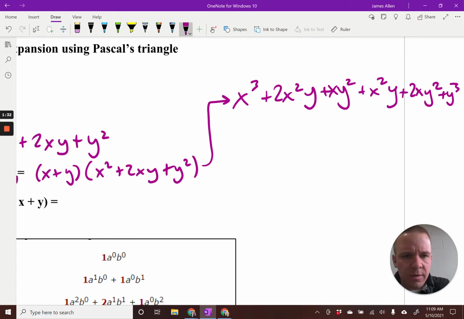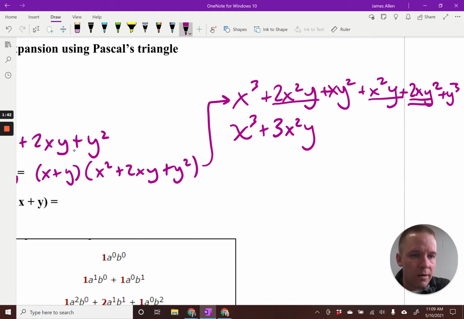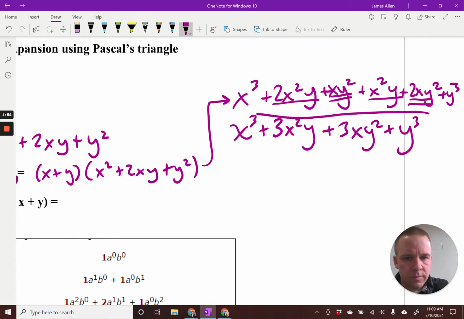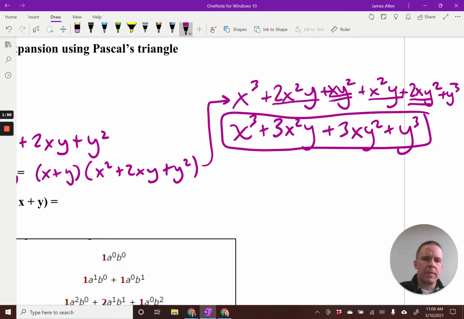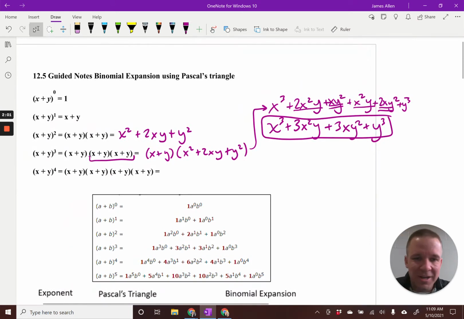So let's see if we got some like terms here. We've got those two. So I'm going to have x cubed plus 3x squared y. And then I have xy squared, those two. So plus 3xy squared plus y cubed. Okay. Cool. Now, if we were to continue on, that looks terrible. Okay, I don't want to keep doing this. Perhaps there's a better way.